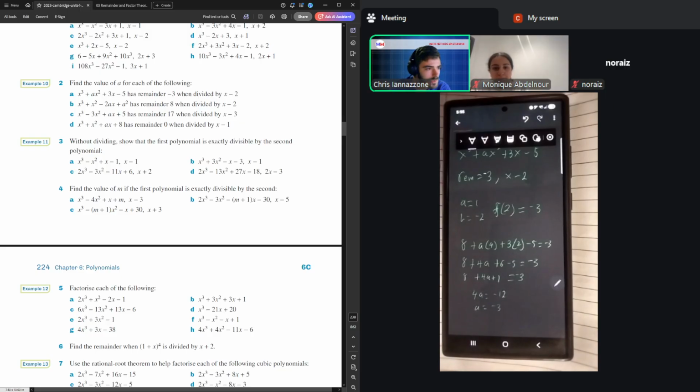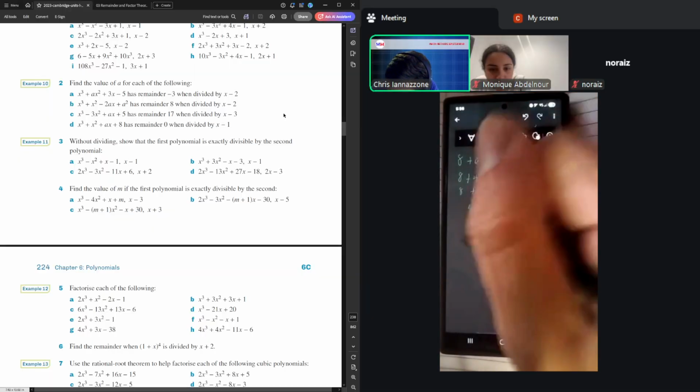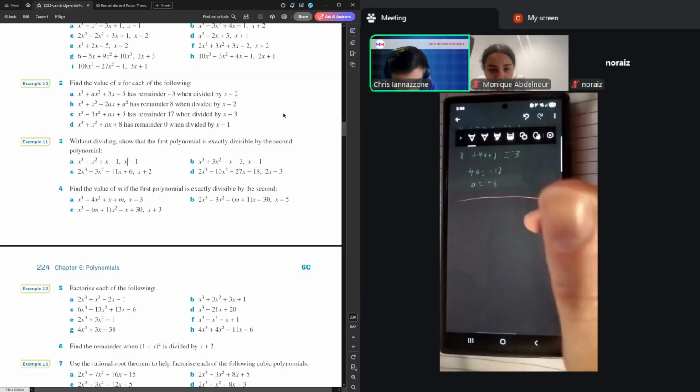Cool. All right, next up, question 3. Without dividing, show the first polynomial is exactly divisible by the second polynomial. So this needs us to be a bit more familiar with our definitions. What does it mean for something to be exactly divisible? I'll start writing it out. In the meantime, have a think about what we might do to prove it.